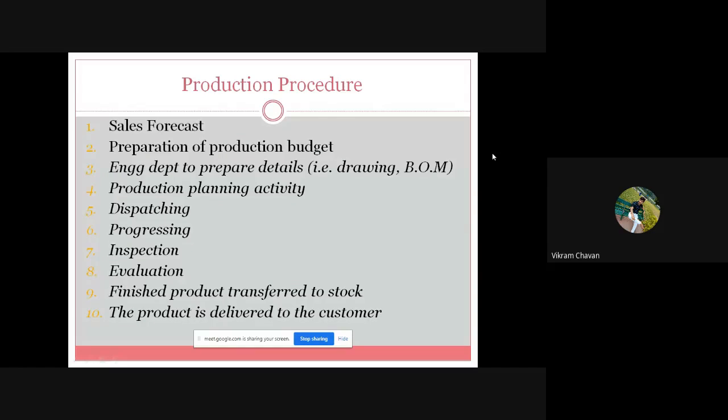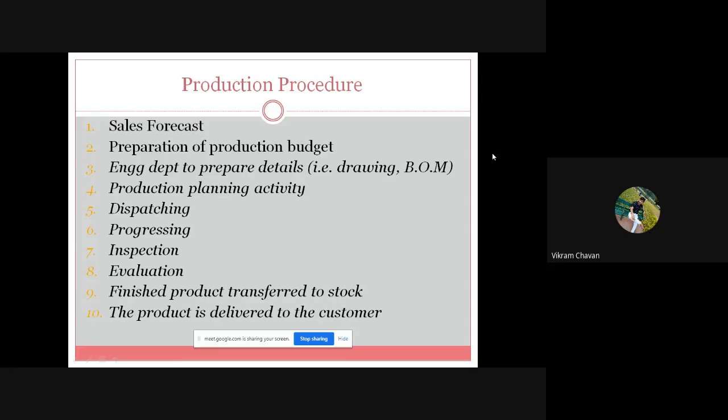In today's lecture, we are going to start the production procedure. This particular production procedure considers some steps, which are the parts of a production cycle. This production cycle or production procedure always starts with the customer. Whatever the requirements of the customer, that will be considered to start the production procedure or production cycle. Production procedure is also called a production cycle.